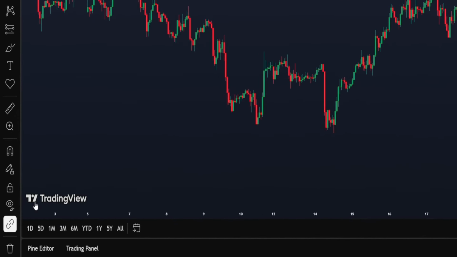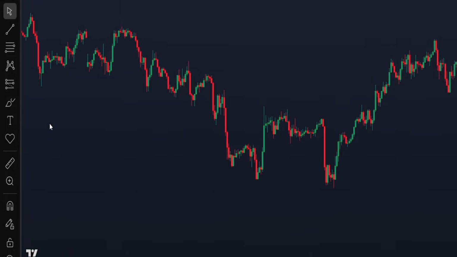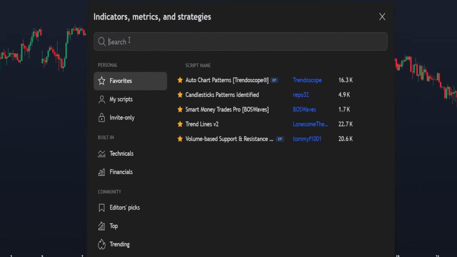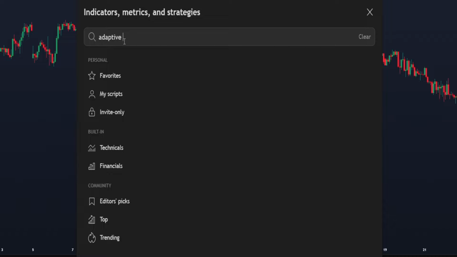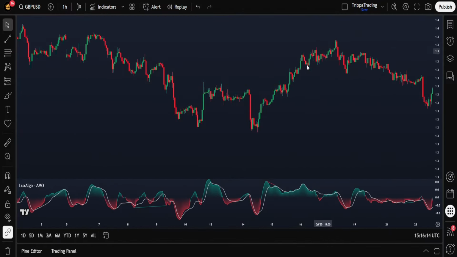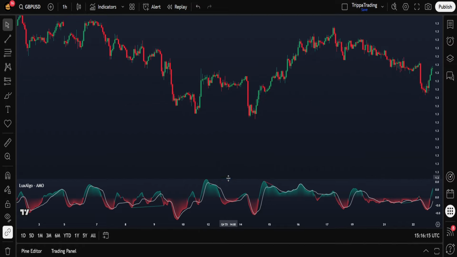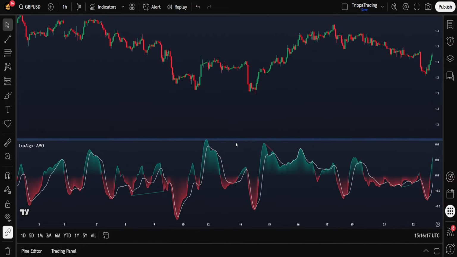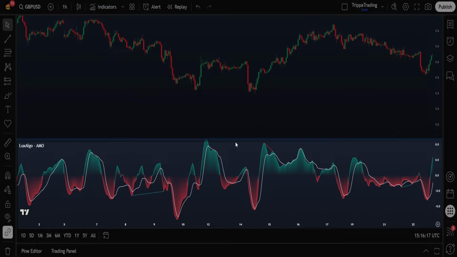Alright, so I'm on TradingView. Let's add the indicator first. Open the Indicators tab from here and type Adaptive Momentum Oscillator. Select the one created by LuxAlgo. Once you add it, you'll see it appear below your chart as a histogram with a smooth line running through it. That's our oscillator. It looks simple, but this little panel packs a lot of information.